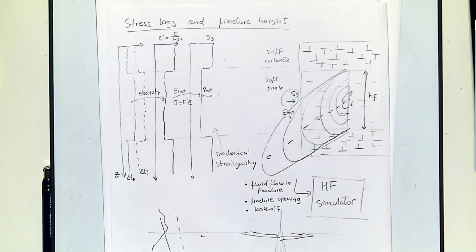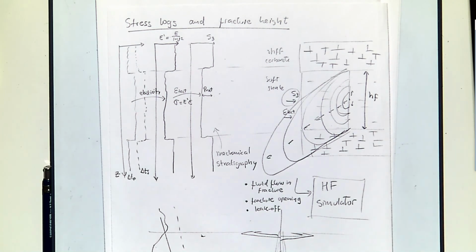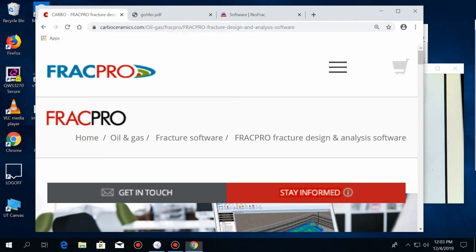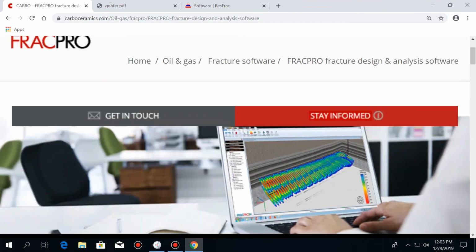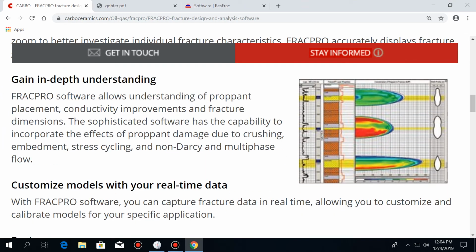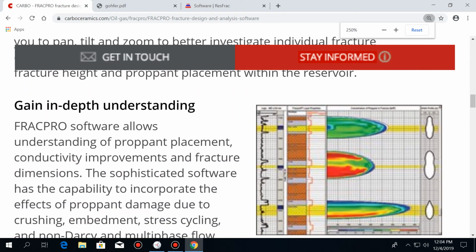And I wanted to show you a few examples about how these hydraulic fractures look like, at least from a simulator point of view. And we'll talk later about what real hydraulic fracture looks like. And for that, we started to talk about this software. This is one example of a software that predicts hydraulic fracture height, width, and where proppant goes.